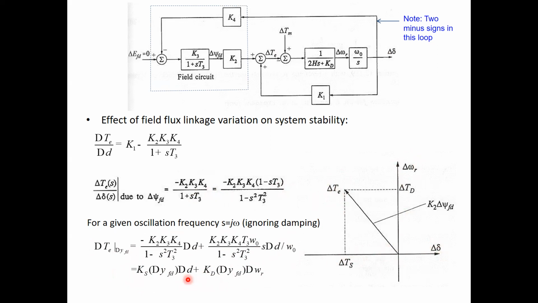Now delta is related to the synchronizing torque coefficient. So this is the synchronizing torque coefficient, or synchronizing torque, into delta. And then this is the damping torque, del TD multiplied by del omega. This part represents the damping torque, which is in phase with omega. So the electromagnetic torque is basically the phasor sum of these two, the synchronizing torque factor and the damping torque factor.